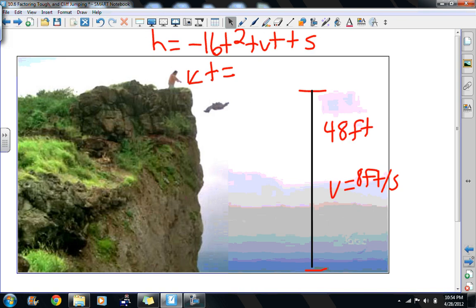So when we have this picture here, time at the top stands for 0, but we want to find the time it takes to fall here. So that's our question mark. We use the vertical motion model. Our final height here will be 0. We go negative 16t squared because we don't know t. Our velocity was 8 feet per second, so we go plus 8t. And our starting height was 48. In order to make this positive, we have to flip all the signs.